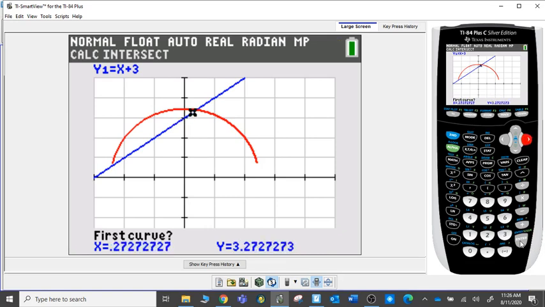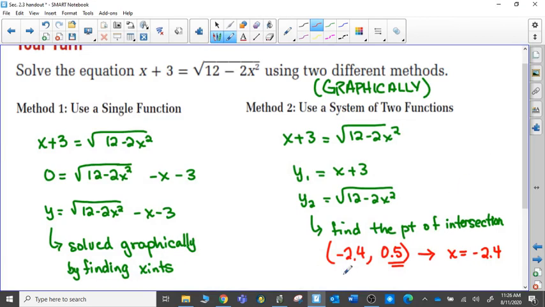And close enough. First curve, yes, enter. Second curve, yes, no guessing. Enter a third time for it to tell me that the point of intersection is that x is equal to 0.4 and about 3.4. But again, the y value is not the important part. The 0.4 and the 3.4, again, what we're concerned with is the x value of 0.4. These would be the solutions that they are asking us to find.